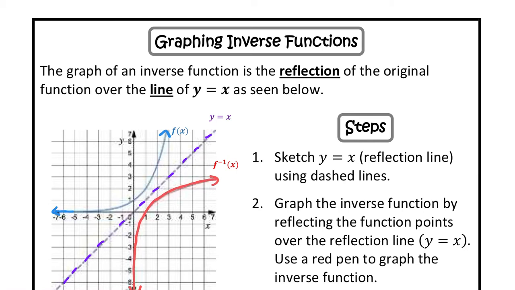Shade in the red and the blue parts. Okay, so what it's saying is, if I have a graph and I want to find the inverse using a graph, what I can do is draw the line y equals x. We've drawn this line before. It's the diagonal line, and it's going to be used as a reflection line.